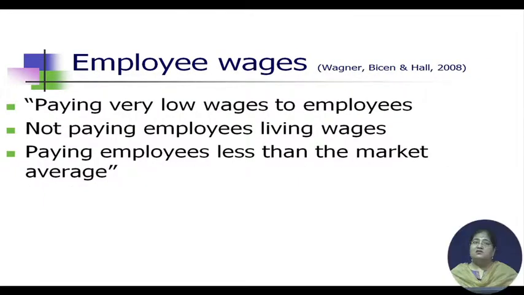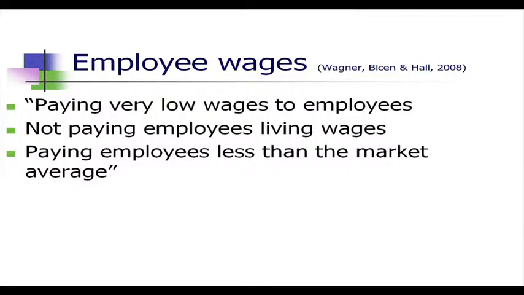As far as employee wages are concerned, paying very low wages to employees, not paying employees living wages, paying employees less than the market average. This happens to a great extent in the case of organizations that employ workers from vulnerable groups, for example, migrant populations. So, populations that have migrated from another state, for example if it's a drought stricken state and local people from there go to other states in search of work, and so such people could be treated like this.